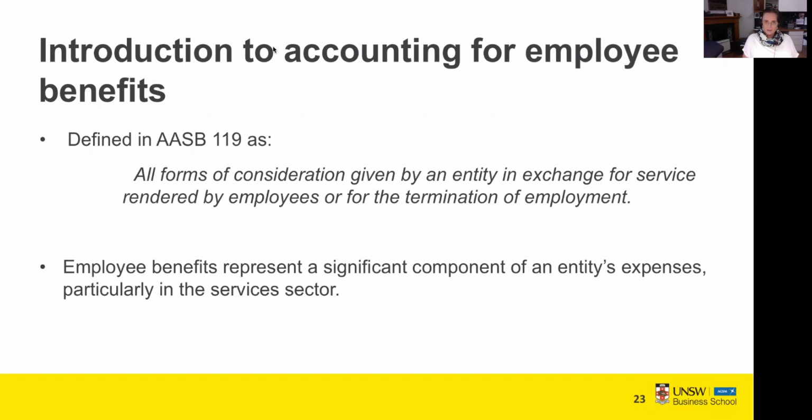So this is a different accounting standard to the one we were looking at in the first part of the topic 2 materials. We're now looking at AASB 119. When we are referring to employee benefits, we're referring to any form of consideration which is given by an entity to employees in exchange for services that they have provided. Employee benefits are a very significant component of companies' expenses, and every organisation has employees. So it's important that we understand some of the key aspects of accounting for these costs.